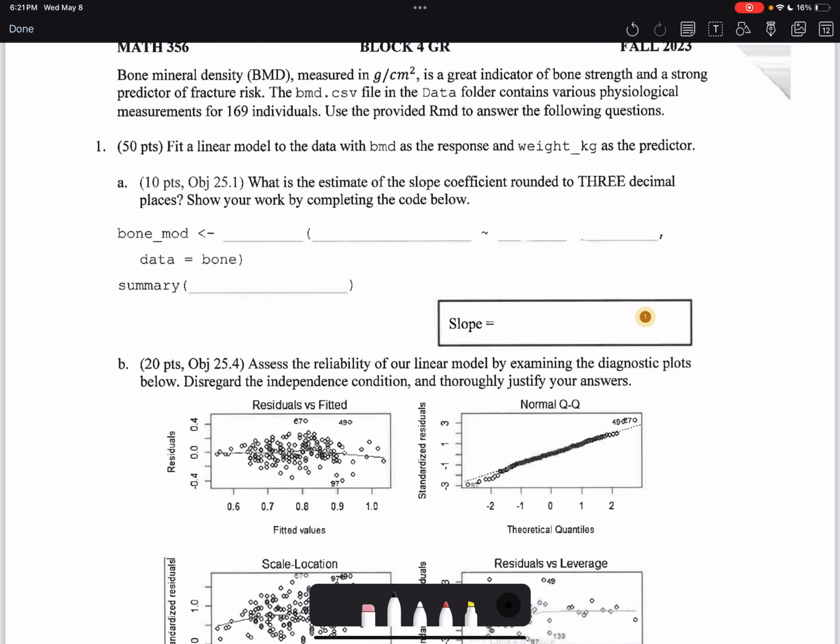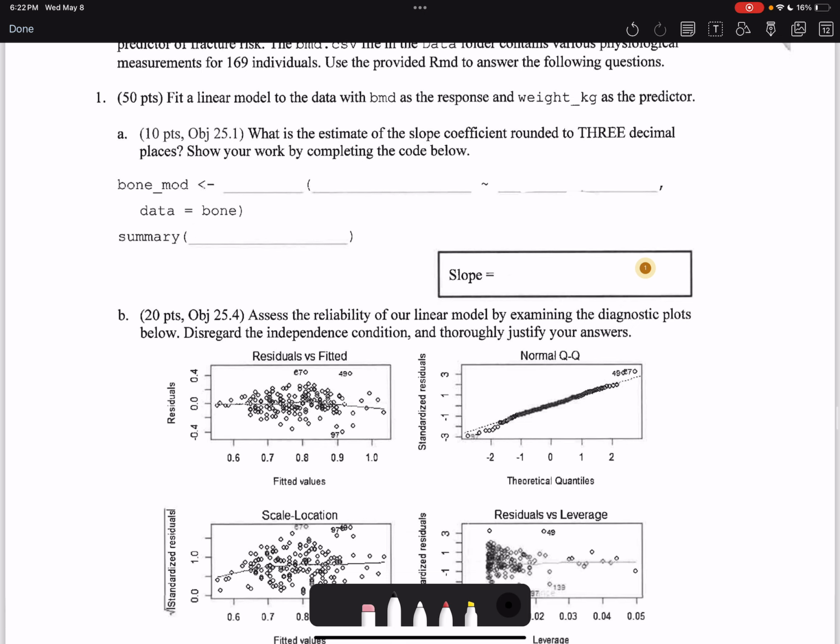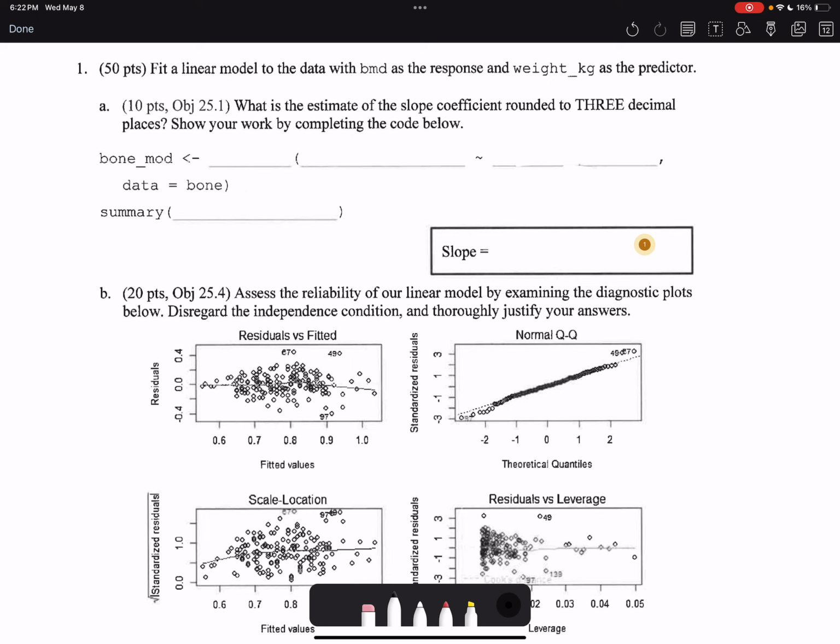Let's see. Bone mineral density, BMD, measured in gram per centimeter squared, is a great indicator of bone strength and a strong predictor of fracture risk. The bmd.csv file in the data folder contains various physiological measurements for 169 individuals. Use the provided RMD to answer the following questions. Fit a linear model to the data with BMD as the response.